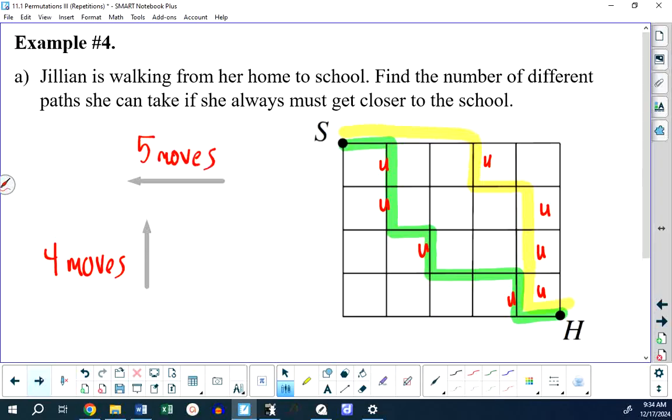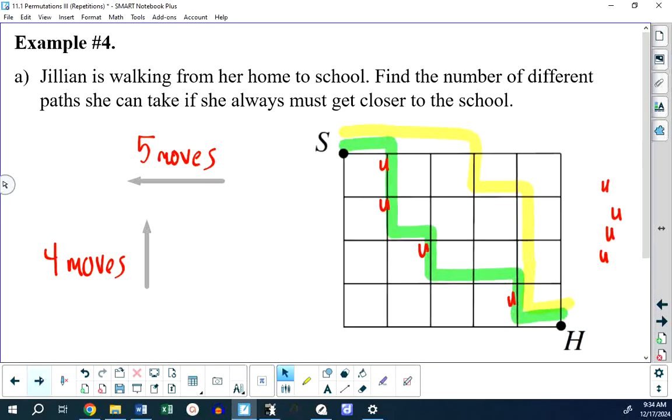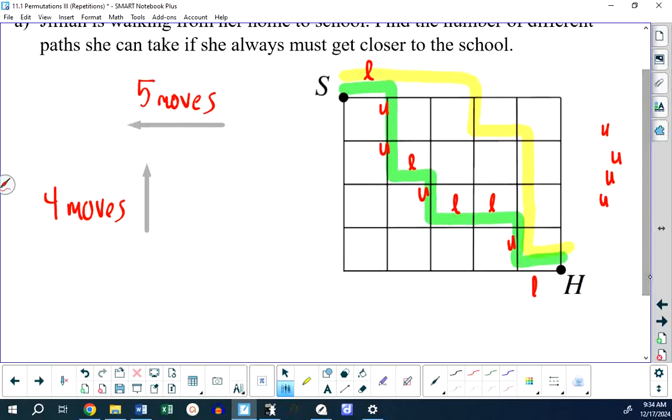this way. So I'm going to get rid of these. I'll just talk about the green one because I don't want too many letters on here. You're making a move left, left, left, left, left. You have to make 5 moves left. So this green path can be coded by saying left, up, left, left, up, left, up, up, left. This is the order of the person's moves.